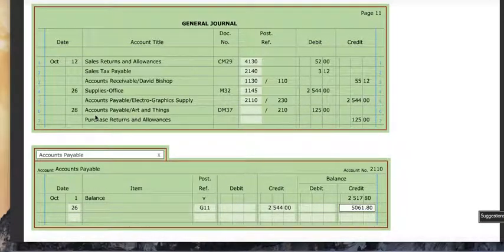Alright, next thing we have again is we're going to do on the 28th. So next direction says to post the October 28th general journal entries to the appropriate ledgers, and then to save these ledgers for work together 11/4. So last transaction is the 28th. We already have accounts payable open, so we know it's 2110. We're going to be doing general journal page 11, debiting 125. So we have a credit of 5061.80 minus 125 still gives me a credit of 4936.80.